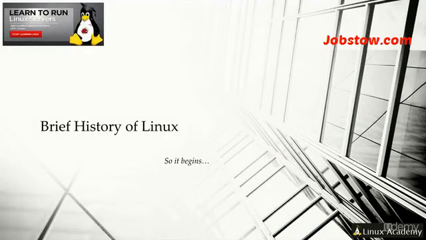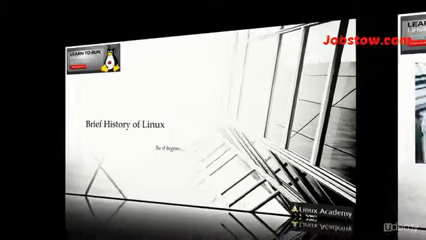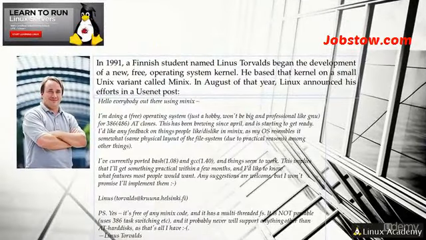Okay everybody, so today's lesson is a brief history of Linux. We're going to talk about how Linux got its start, some of the key milestones of Linux, and some of the points that we will cover in subsequent videos.